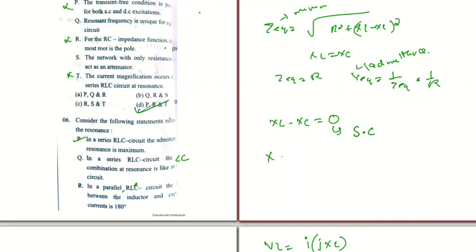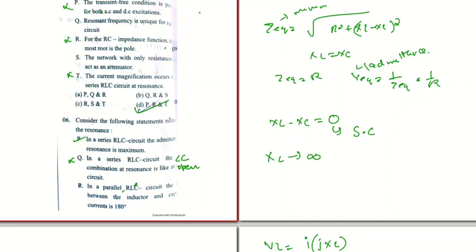When there is an open circuit, the resistance will be infinity. In the short circuit case only, the resistance will be equal to 0. So in a series RLC circuit, the LC combination at resonance acts like a short circuit, not an open circuit. So that statement is false.